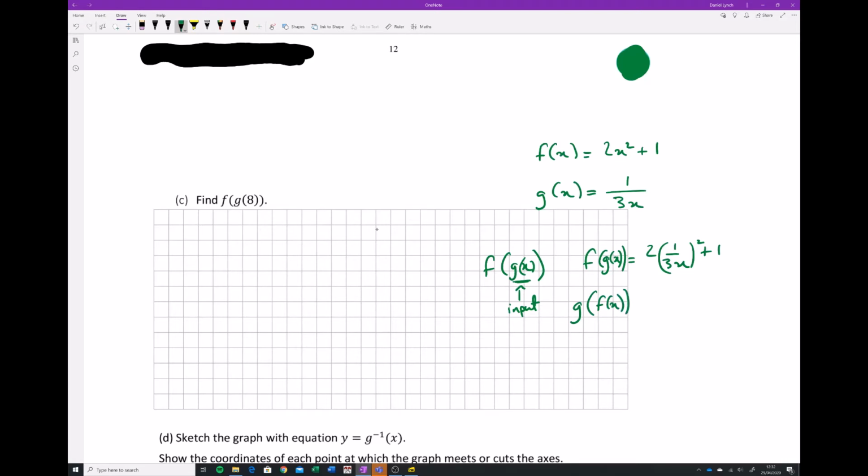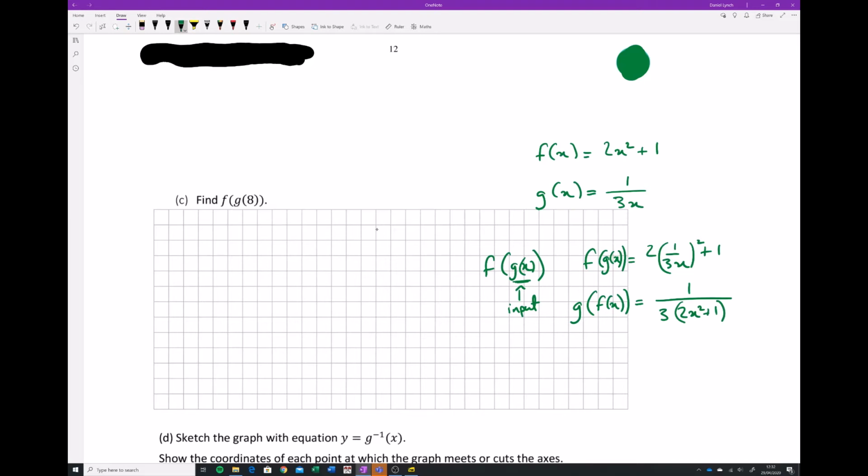Maybe pause the video for a quick second and try to figure out what that would be. So what are we doing? We're taking g of x and sticking in f of x as our input into g of x. So g of x, you take the input, multiply by 3, and do 1 divided by the answer. So you take the input, which is 2x squared plus 1, multiply it by 3, and divide that answer into 1. That's what g of f of x would mean.